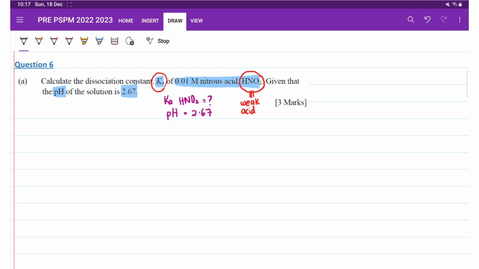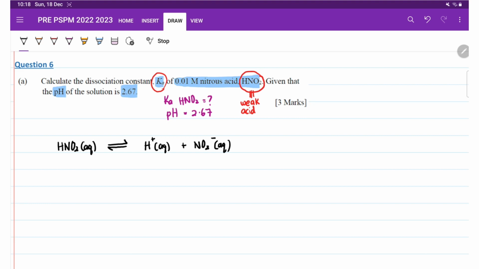So since we already know that this is a weak acid, kita tulis kita punya dissociation equation. Okay, so HNO2. Make sure mesti ada kita punya phase dekat sini, HNO2. So, since dia adalah weak acid, dia akan jadi reversible arrow dekat sini, sebab dia akan dissociate slightly saja to produce H plus aqueous and NO2 minus aqueous. Okay, so this is the dissociation equation.